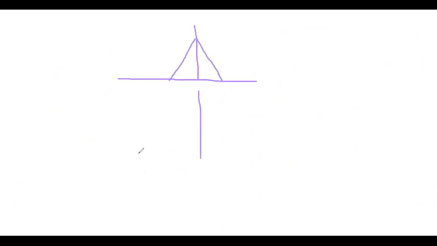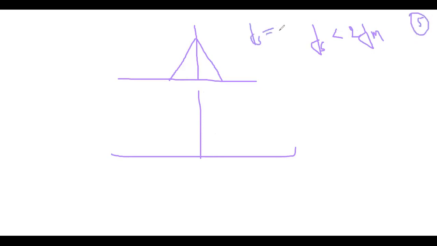Suppose I am taking the condition fs less than 2fm. So what is fm? I am taking 5, and fs is 15. Now see, fs is less than 2fm, which is 2 into 5, so fs is less than 10. Here at 0, it is minus 5 and plus 5, and here it is minus 5.